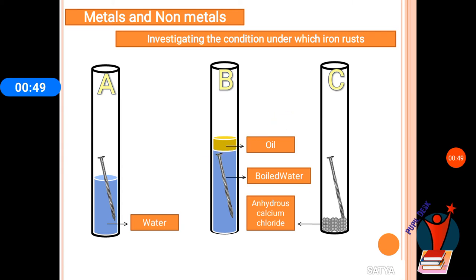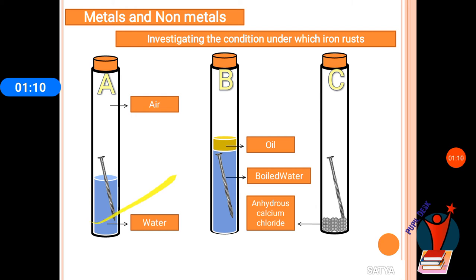Pour some amount of oil in test tube B. This oil layer prevents the mixing of air with this boiled water. Close the mouth of all the test tubes with the help of a cork.